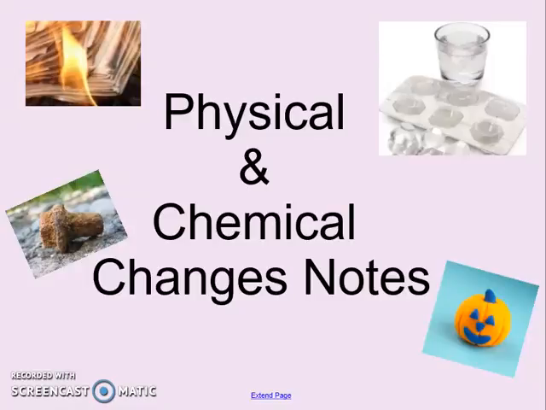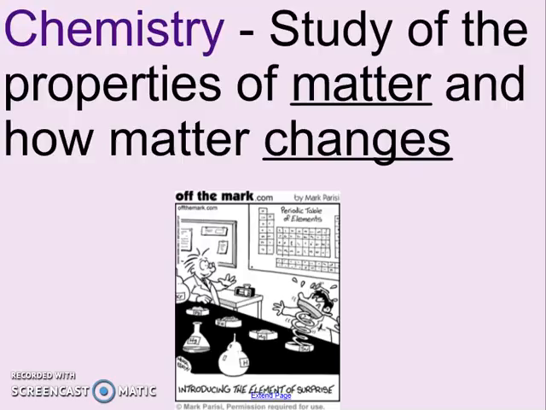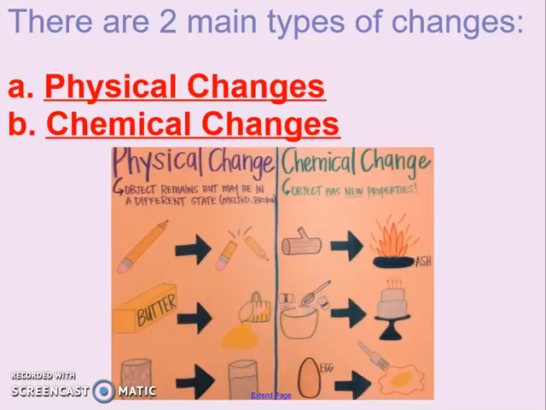Hey class, today we're going to talk about physical and chemical changes. So first of all, we remember that chemistry is the study of the properties of matter and how that matter changes. The two types of changes are physical changes and chemical changes.